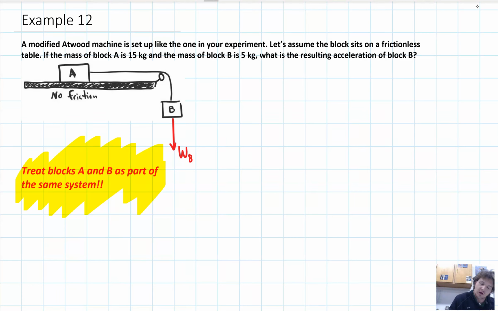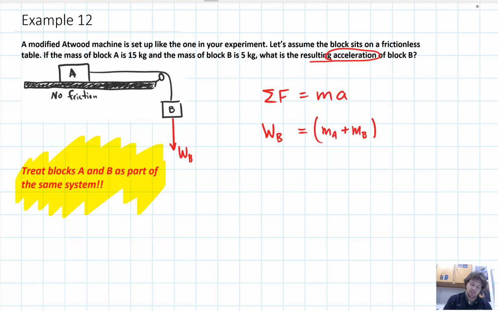So if we're being asked, find the resulting acceleration, there is Newton's second law. We know we're dealing with forces and how do they make things accelerate. So Newton's second law is how we do that. And the only force acting on this, trying to make it move, is the weight of block B. So I'm going to put weight of block B right there. And then the mass of the entire system, that's the mass of all the things that are moving together. So that's mass of block A and mass of block B put together. Okay? And now I just need to solve for a.